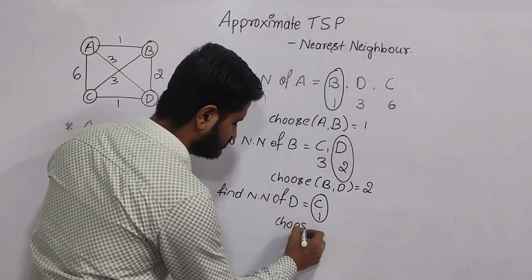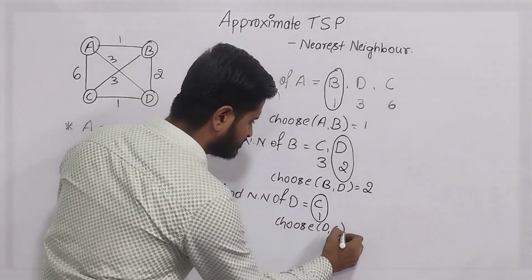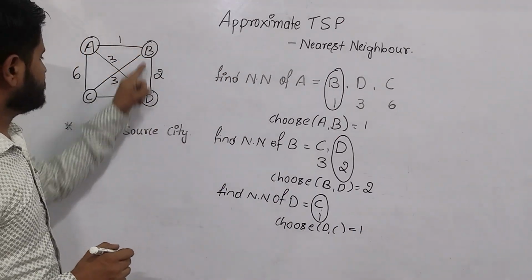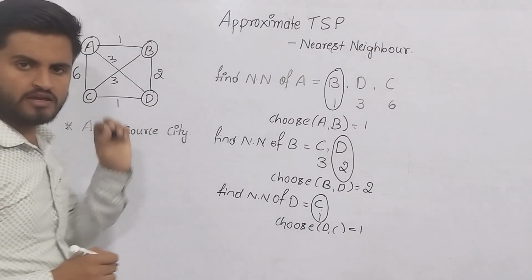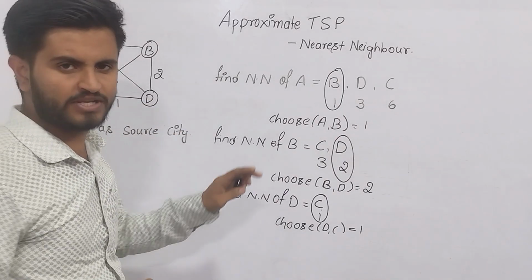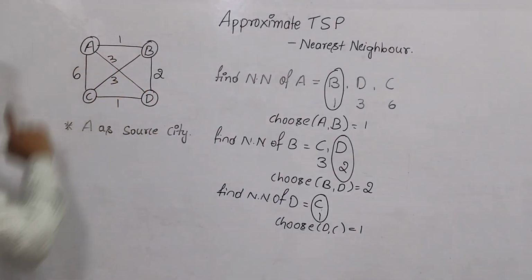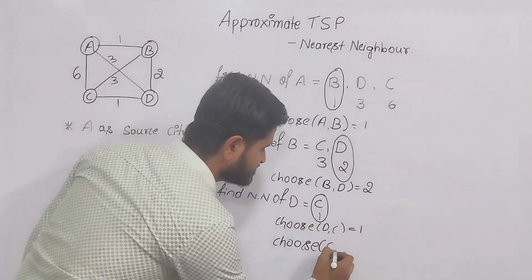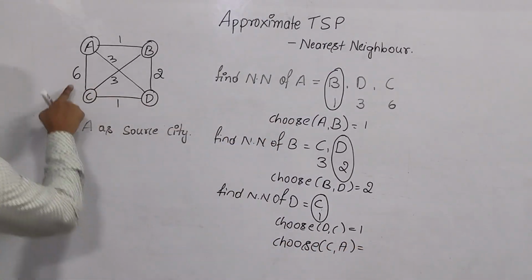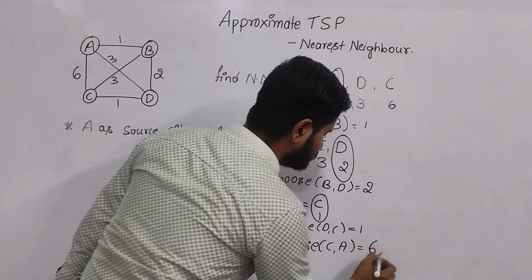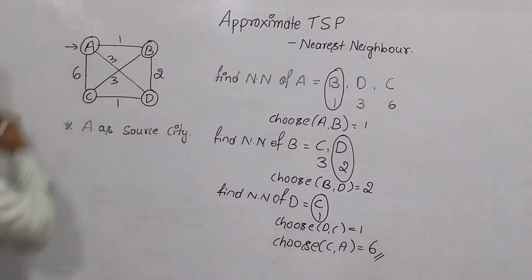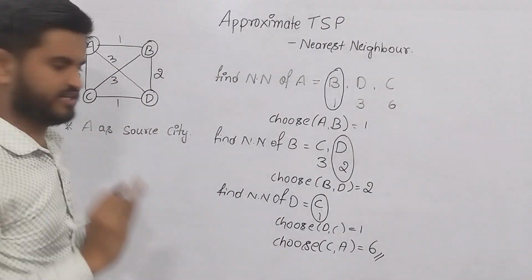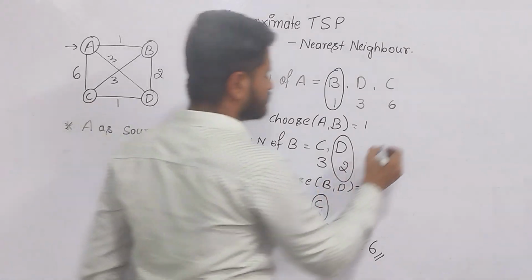So now choose D to C with path cost of 1. Now you came from A to B, from B to D, from D to C. All the cities are completed. Now you will go to the home city. So again choose C comma A with the cost from C to A being 6. So you started from A as the source city, traversed all the cities, and came back to your home city. Now let's find the path cost.